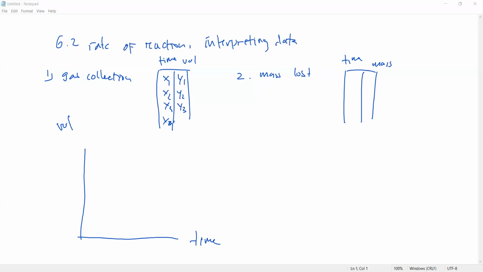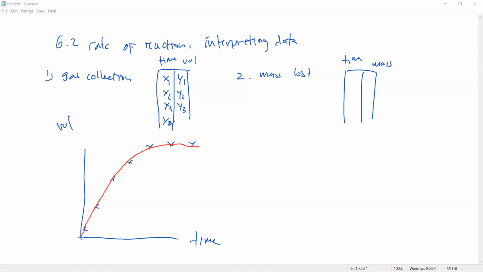A gas volume is initially going to be high. This is the typical condition of a gas reaction. If you are doing it correctly here, we are likely to see something that is initially up, and then the rate is going to decrease until finally 0.